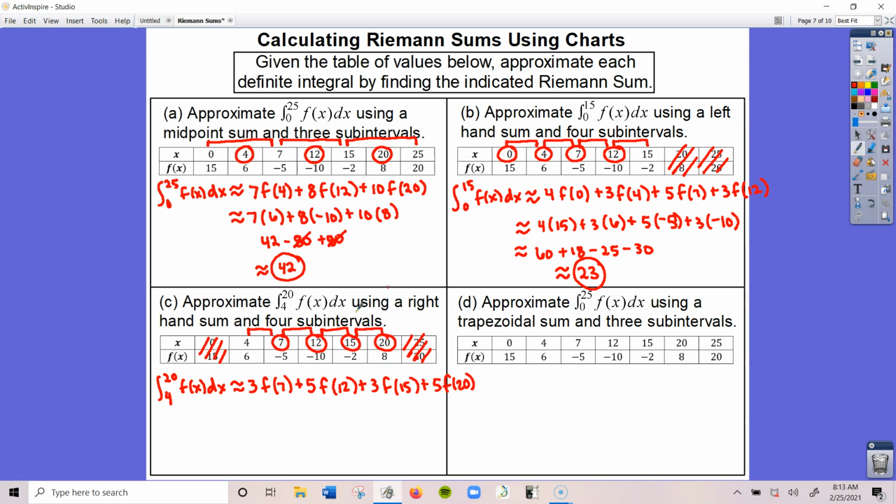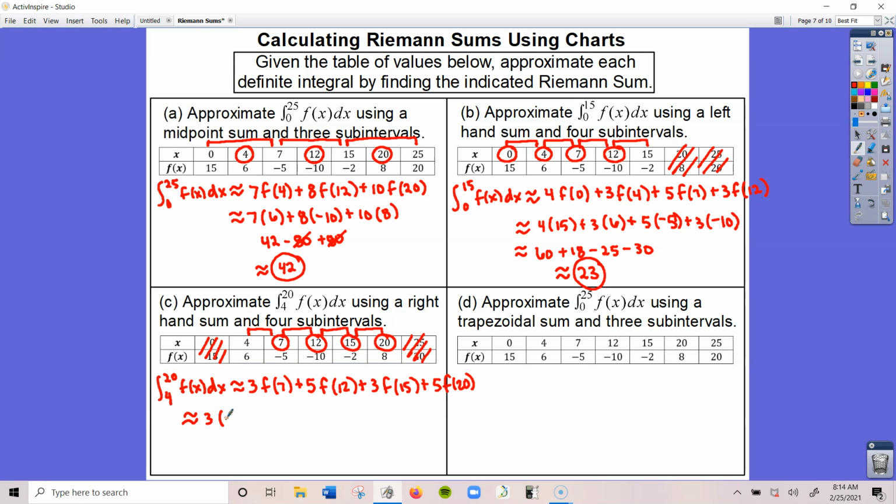So what you'll notice here is for a left sum, we used all of the values except for the last because we're starting on the left side. And then for a right sum, we're using all of the values except the first because we're looking at the right side. So left values, right values. And now we just plug in those values and sum it all up.